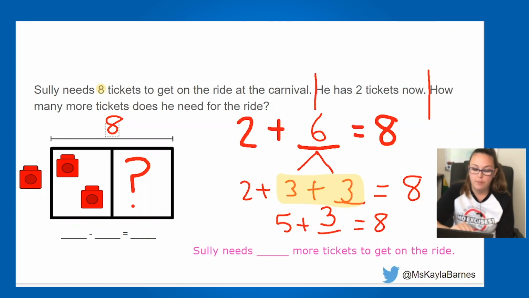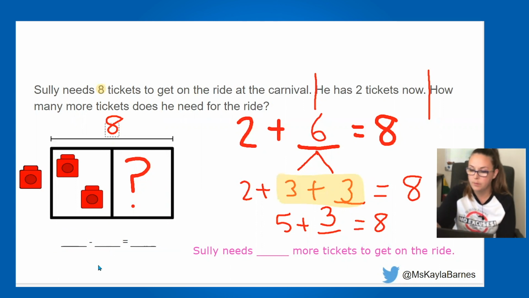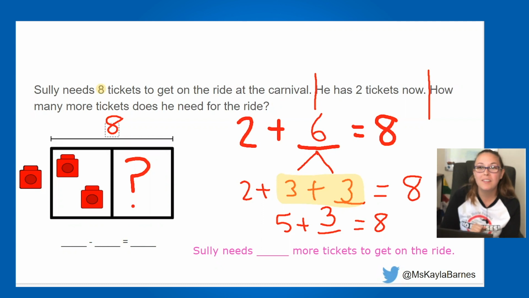Now I'd like to draw your attention back to that subtraction sentence over here underneath the part whole map. So now we're going to talk about how to take this addition sentence and turn it into a subtraction sentence with an answer. Then we'll complete our problem. So looking at the part whole map, can you see the relationship between the 3 boxes and their positions in the subtraction sentence? Let's try.